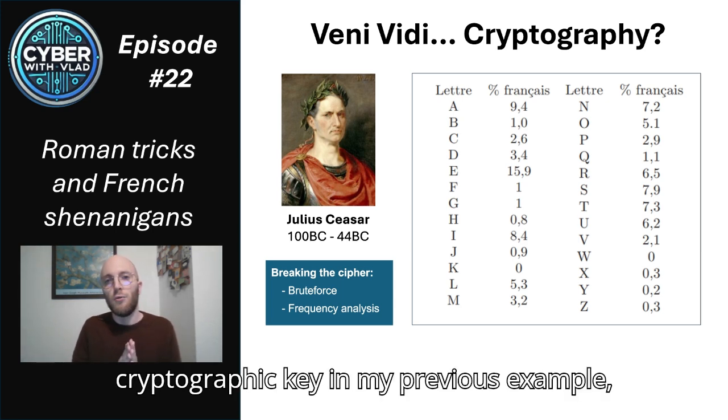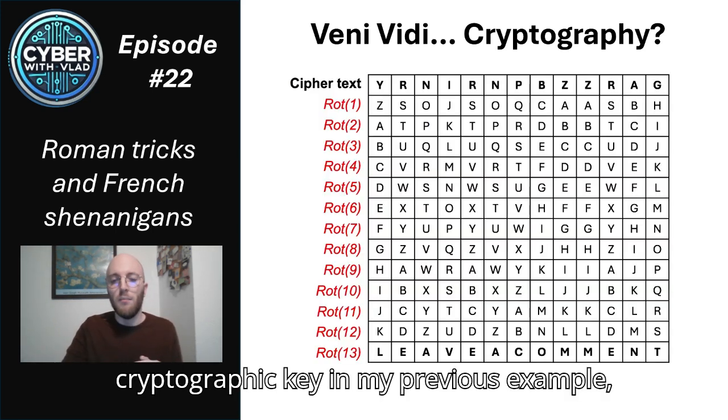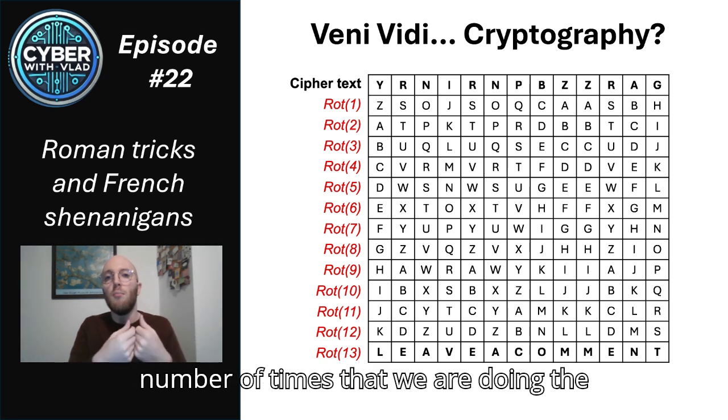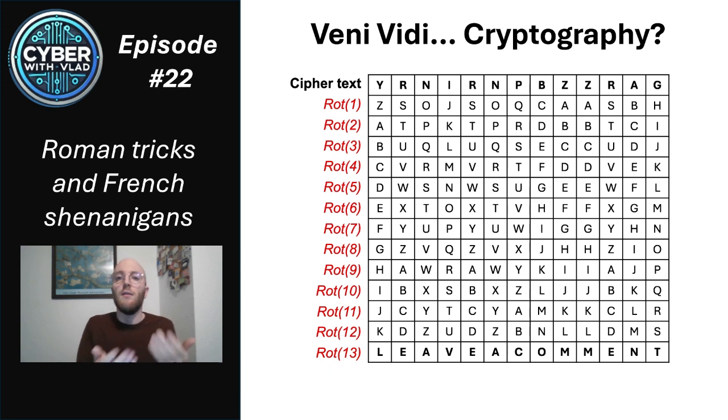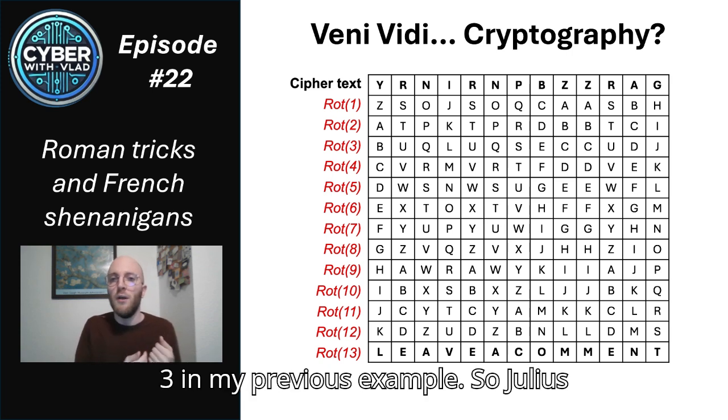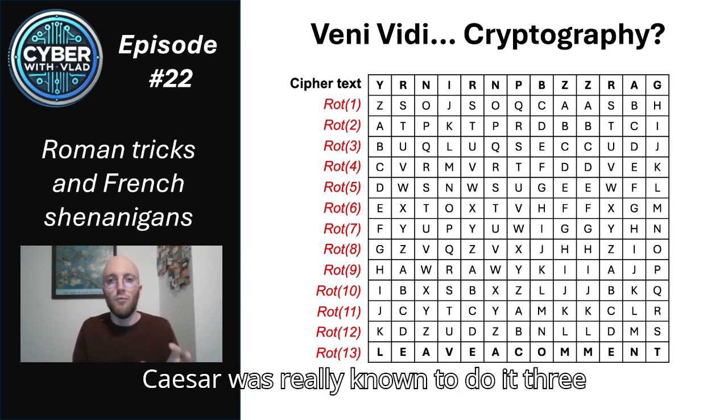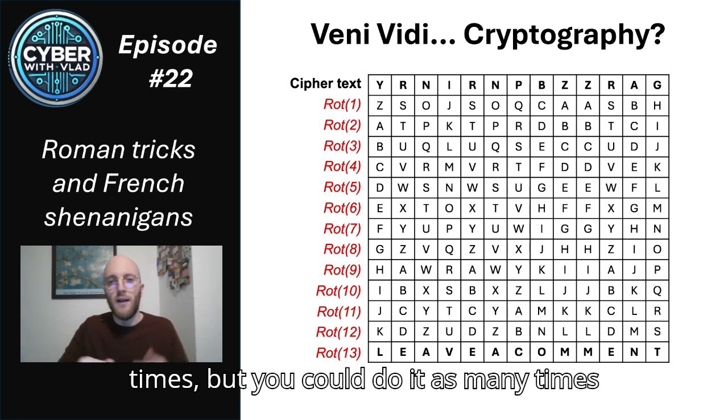When we talked about the cryptographic key in my previous example, the cryptographic key is really the number of times that we are doing the rotation. So here, 13 and 3 in my previous example. Julius Caesar was really known to do it 3 times, but you could do it as many times as you want.